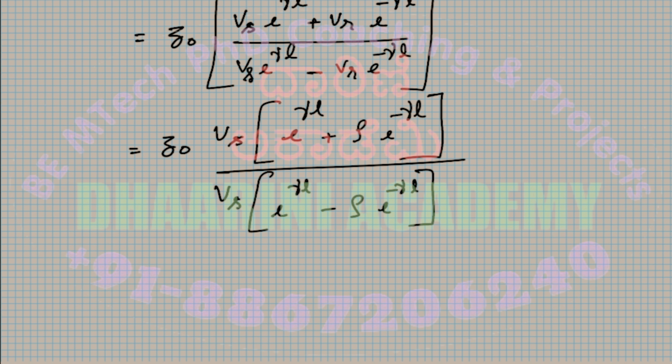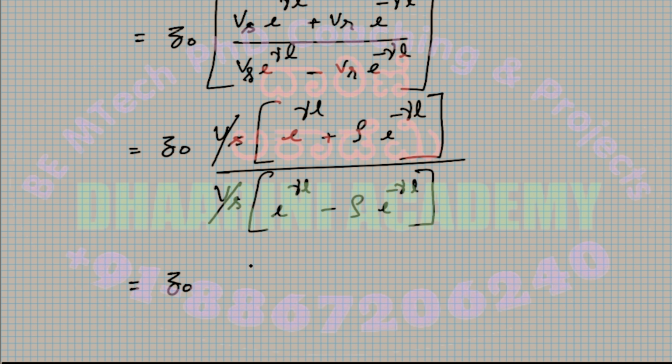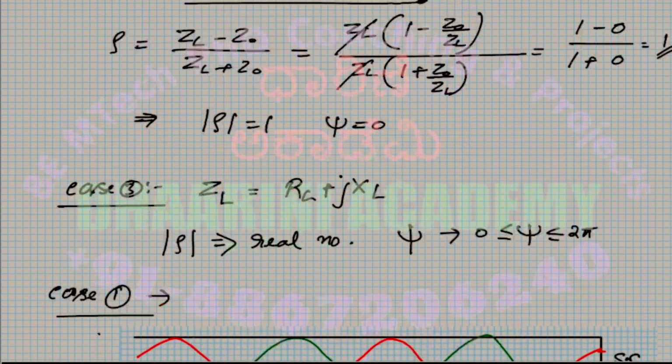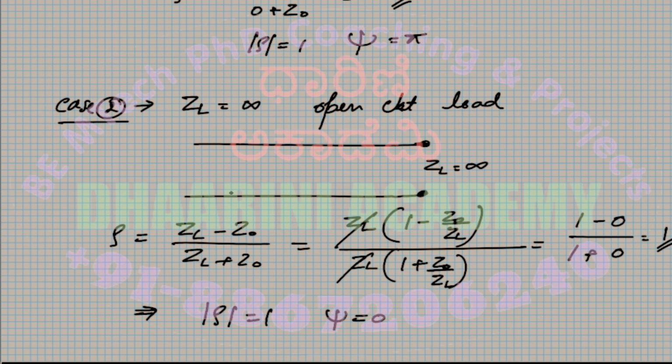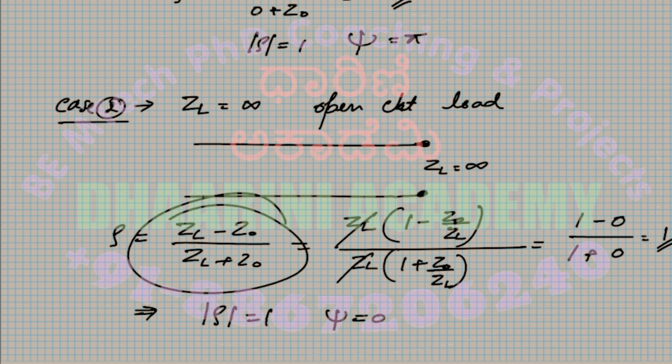Okay, now let us proceed further and try to substitute. So Vs cancels out here. I have Z naught into e to the power gamma L plus, let me substitute the rho value. What is rho? Just recall, we had an equation for rho calculated just now. That is ZL minus Z naught by ZL plus Z naught.